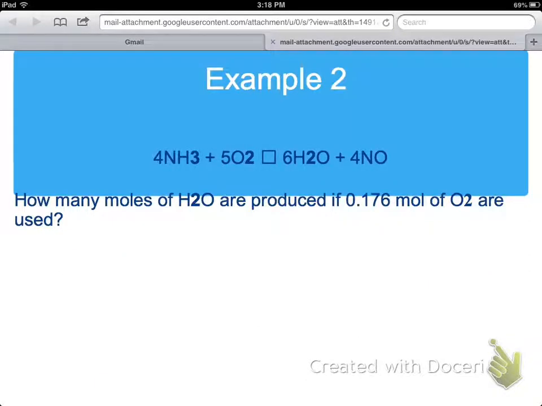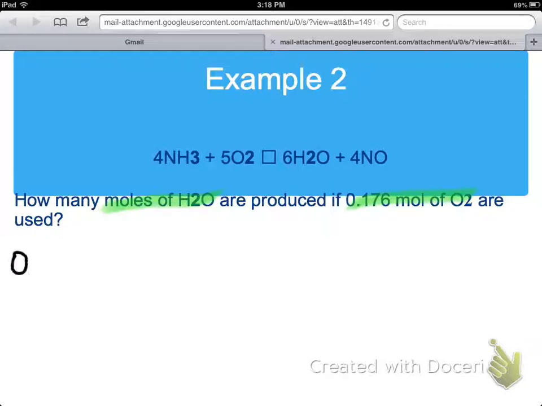So here's another example. We're doing the same thing. If you even want to pause this video, try to figure it out on your own and then check and see if you did it correctly. So we are looking for moles of H2. We have moles of O2.